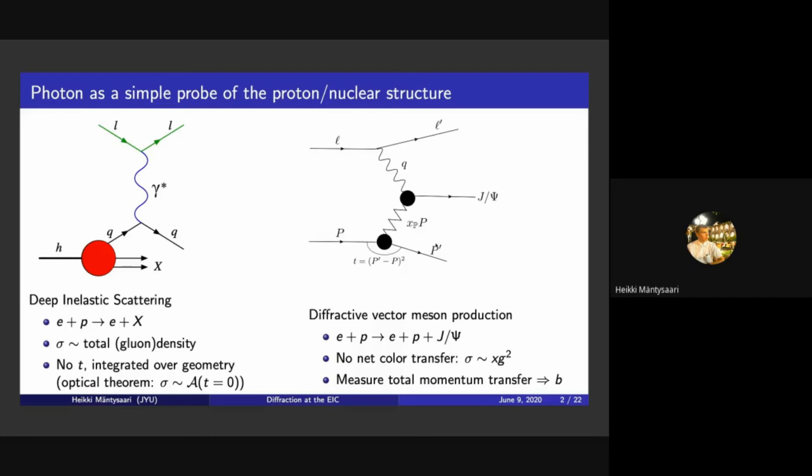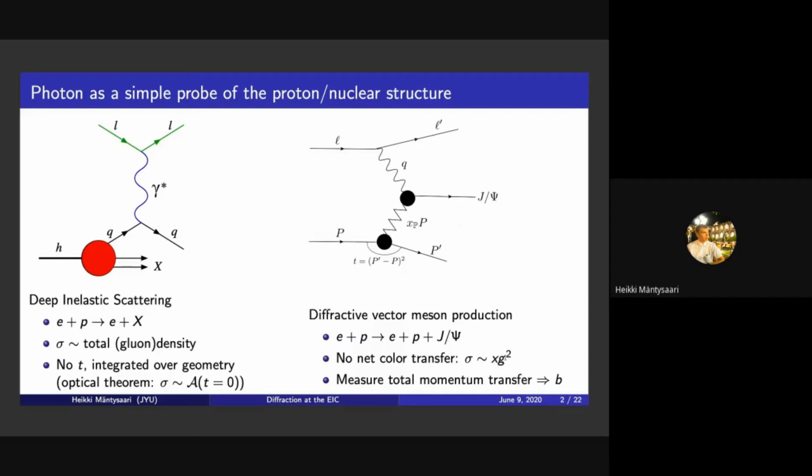Now, in order to have an empty detector between the J/psi and the proton, you cannot transfer net color charge, which means that at lowest order in perturbation theory, you need to exchange at least 2 gluons, which means that very approximately this cross-section is proportional to gluon density squared. It's not linear as the total DIS cross-section, but gluon density squared. So you also expect this to be much more sensitive to nonlinear effects.